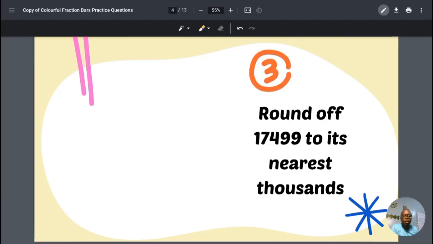Round off 17,499 to its nearest thousand. So, 17,499 to the nearest thousand. Okay, so here the first step is for you to use your place values.